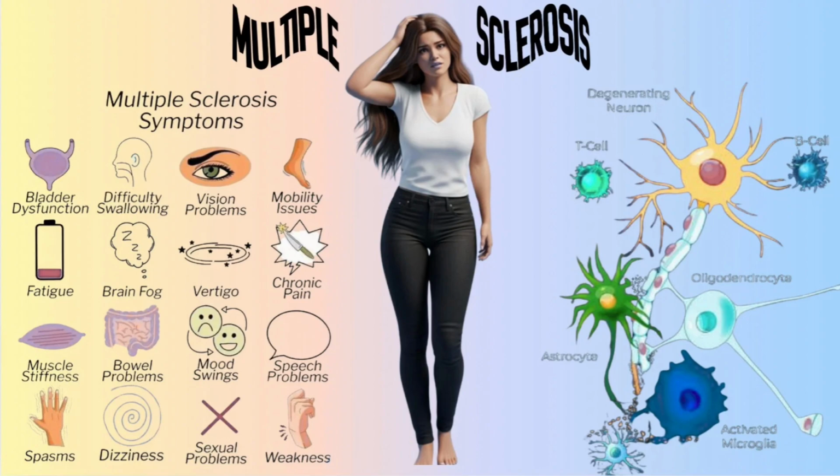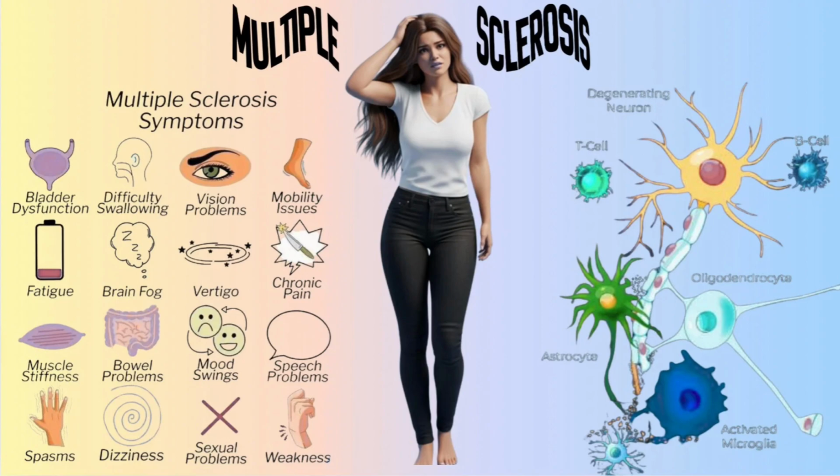MS is more common in regions farther from the equator, where sunlight exposure, and therefore vitamin D production, is lower. Certain viral infections may also act as triggers. Together, these factors may create the perfect storm in which autoreactive T cells aren't properly eliminated or controlled.